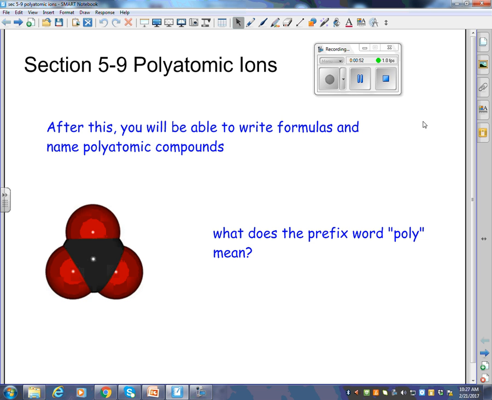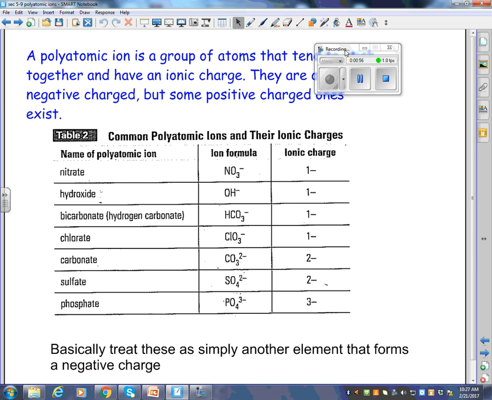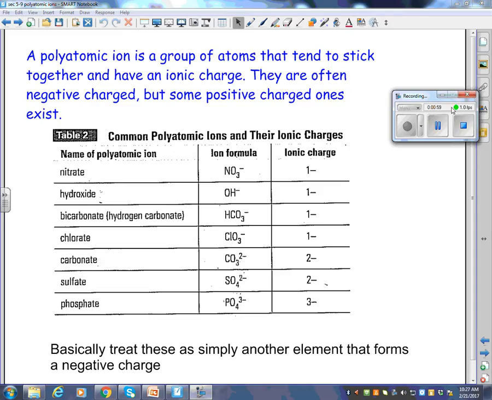What's going on here? Okay. So I don't know how much you guys have to write in. A polyatomic ion is a group of atoms that tend to stick together and have an ionic charge. They're like a gang of atoms.